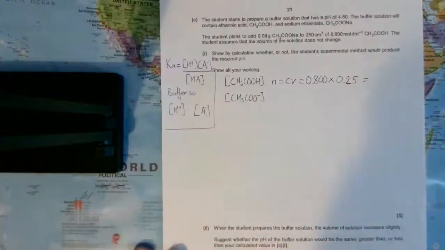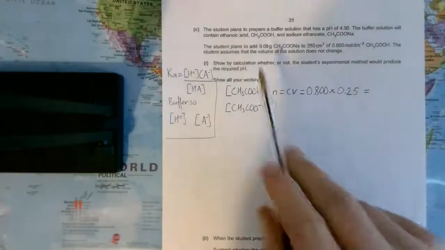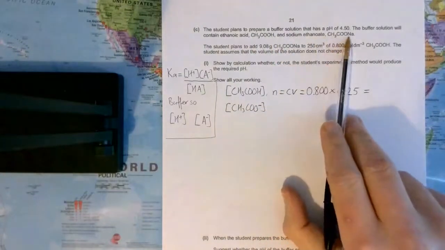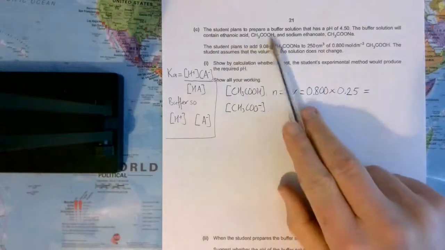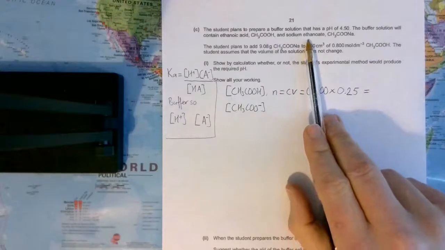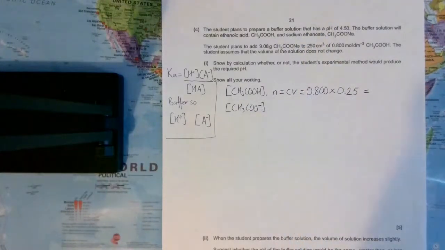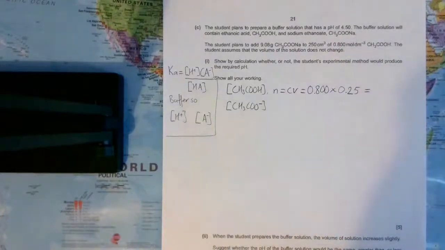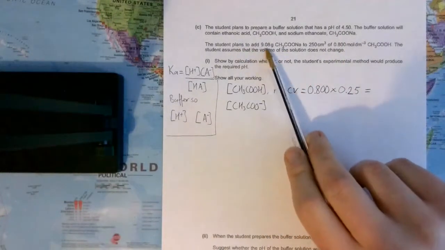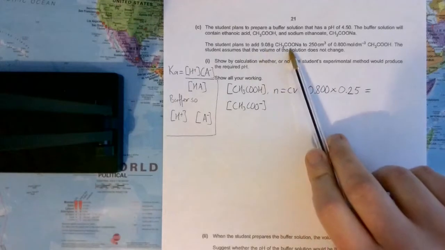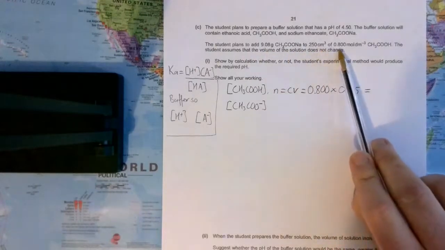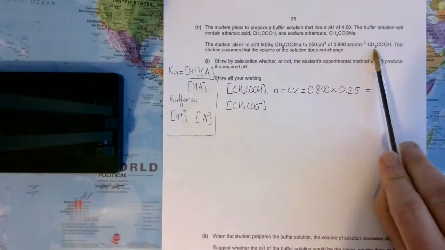Okay, part C. The student plans to prepare a buffer solution that has a pH of 4.5. The buffer solution will contain ethanoic acid and sodium ethanoate. Okay, this is good. Your buffer has to have the weak acid and its conjugate base. So far, so good. The student's going to add 9.08 grams of sodium ethanoate to 250 cubic centimeters of 0.8 moles per decimeter cubed ethanoic acid.